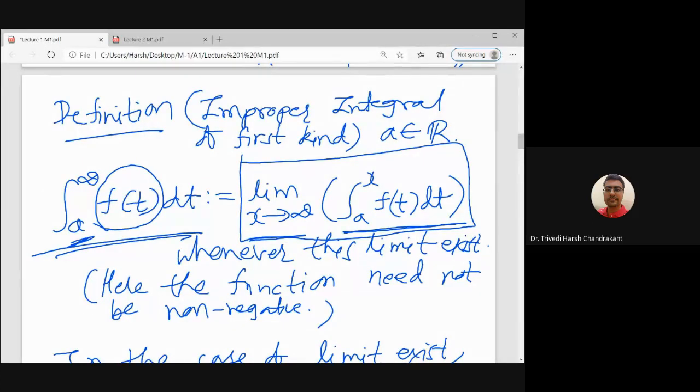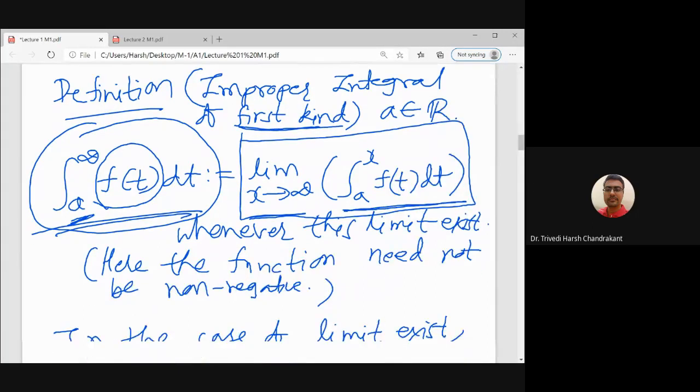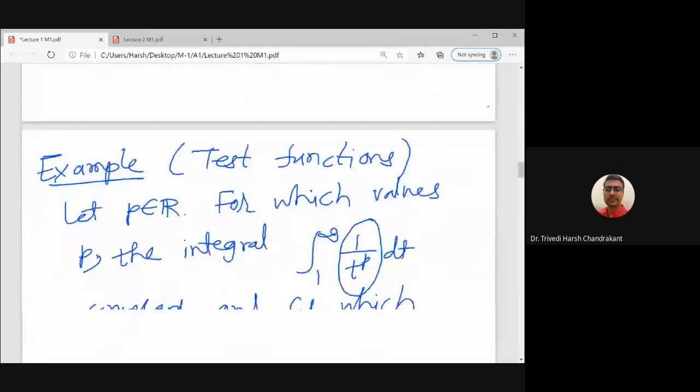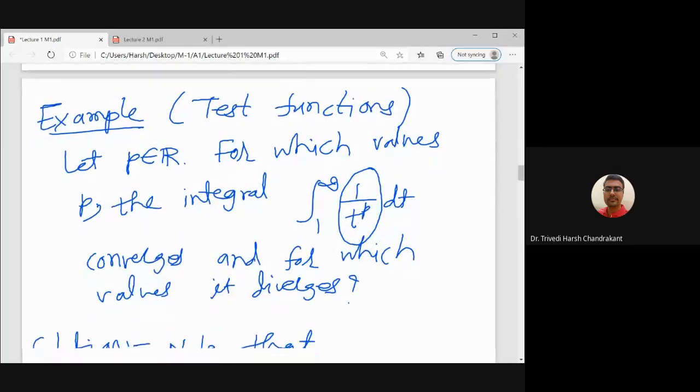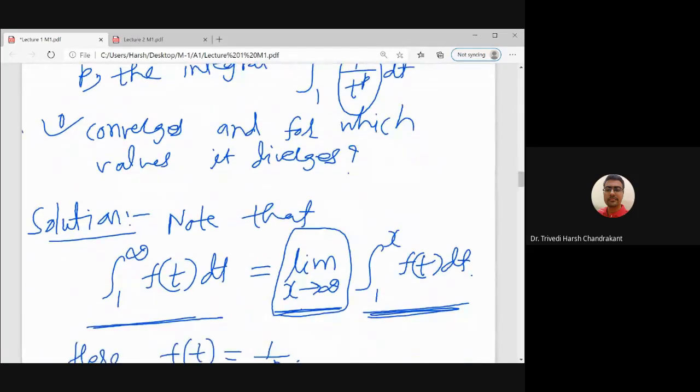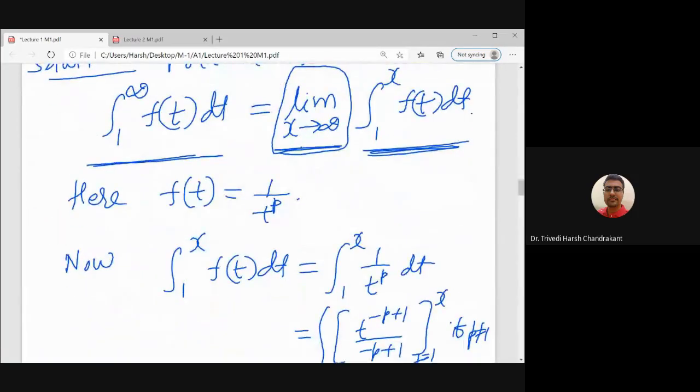Okay. So this is the definition of the improper integral which we use, and such an integral is known as an integral of the first kind, right? This is the way we find the improper integral of a given function, and one of the important examples we discussed is 1 upon t power p, where p is some real number.